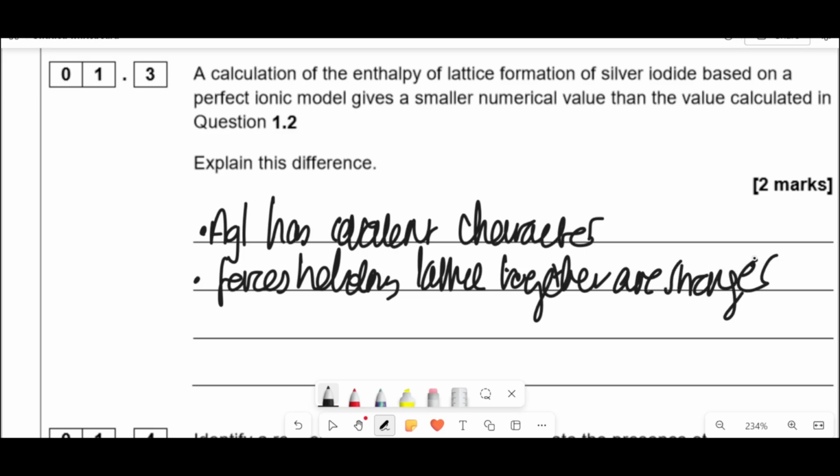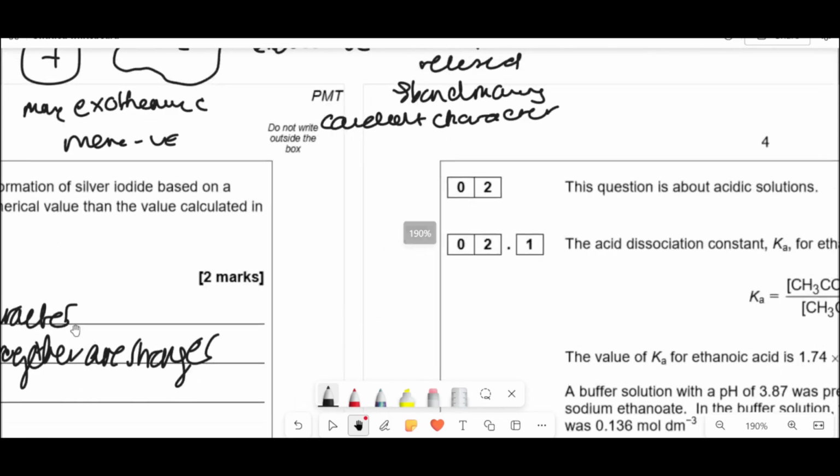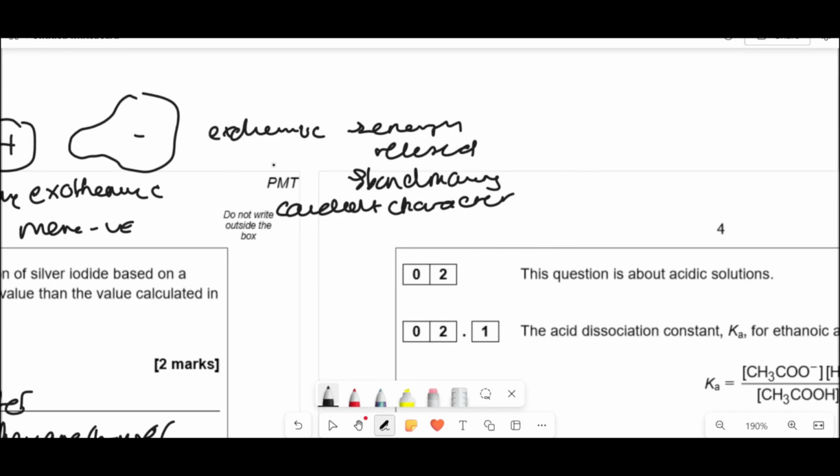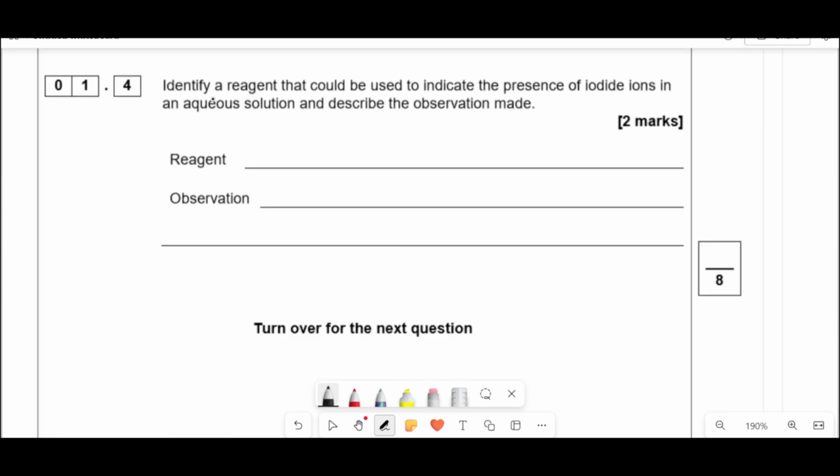Because if you've got more of those bonds being made, again, not technically correct, I think, but it just helps me make sense of it. Definitely the bonds are stronger, but I like to think of it as more energy is released, more bonds have been made. So identify a reagent that we can use to indicate the presence of iodide ions in an aqueous solution and describe the observation made.